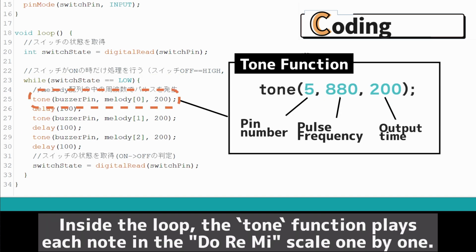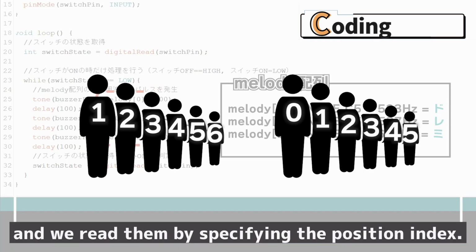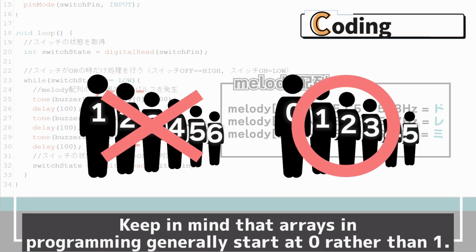Inside the loop, the tone function plays each note in the do-re-mi scale one by one. The array melody holds the frequencies for each note, and we read them by specifying the position index. Keep in mind that arrays in programming generally start at 0 rather than 1.